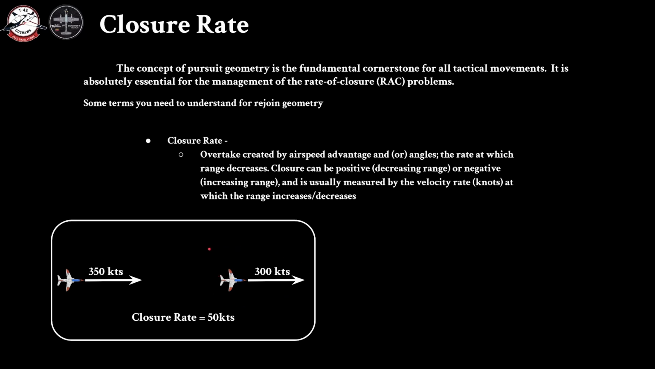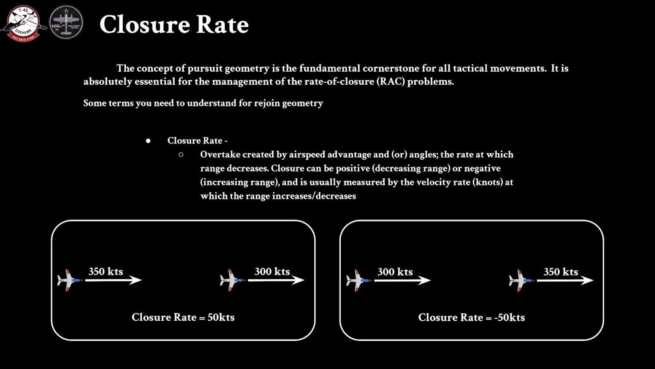That speed differential means that the trailing aircraft has a closure rate of positive 50 knots. So this means that the distance is decreasing at a rate of 50 knots. Because it's in trail and there's zero angular difference between the two, it's a pure mathematical problem of 50 knots closure. The next example here on the right is where the trailing aircraft is flying 300 knots and the lead aircraft is flying 350 knots. That means that has a negative closure rate of 50 knots. That means the distance is increasing at a rate of 50 knots.